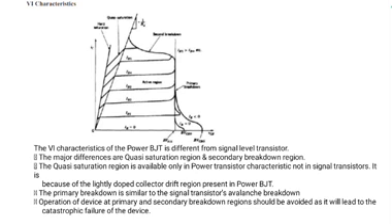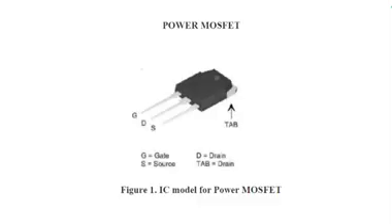First, there is a breakdown that is available only in the case of the signal transistor, and the lightly doped collector region is present only in the power BJT. The primary breakdown is the avalanche breakdown, and operation of the device in the primary and the secondary breakdown regions should always be avoided because it leads to catastrophic failure of the device.